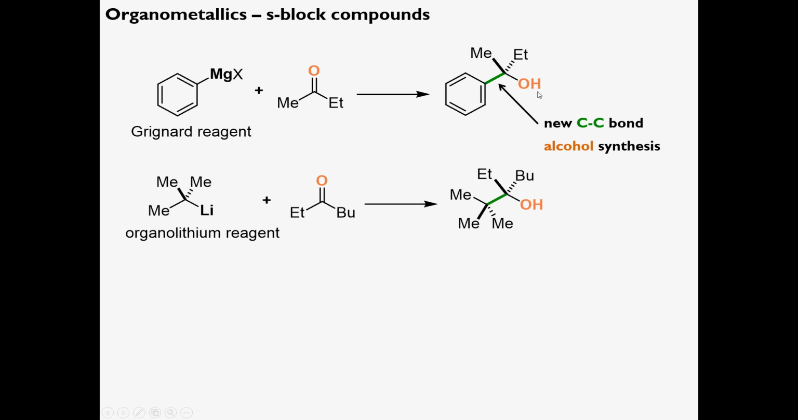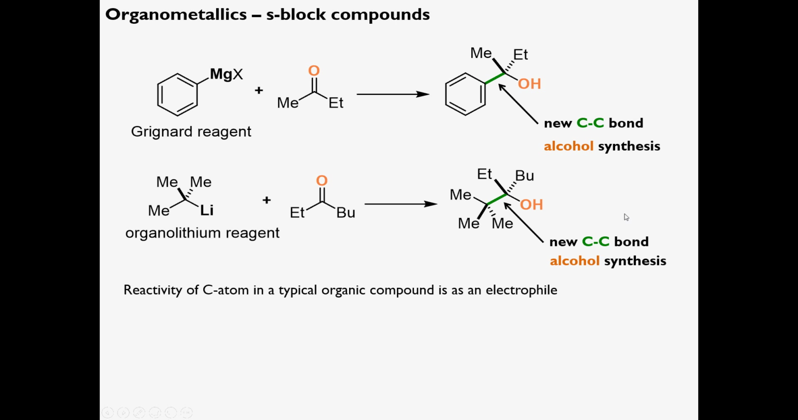And similar reactivity happens with an organolithium reagent. Again, we've created a new carbon-carbon bond, and in turn we formed an alcohol. Now, we're used to thinking in terms of typical organic compounds, as the carbon acting as an electrophile. For instance, in this ketone, these two ketones here, let's focus on this one, we could draw a delta positive charge on this carbon atom and a delta negative charge on this oxygen atom. So this carbon has a certain degree of positive charge associated with it.